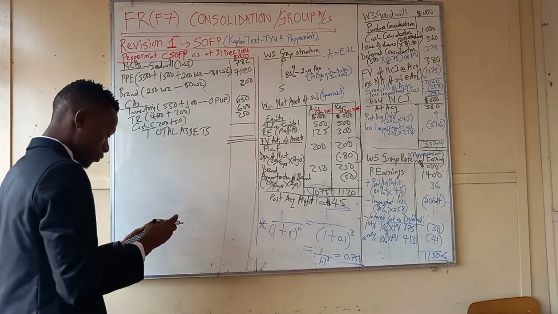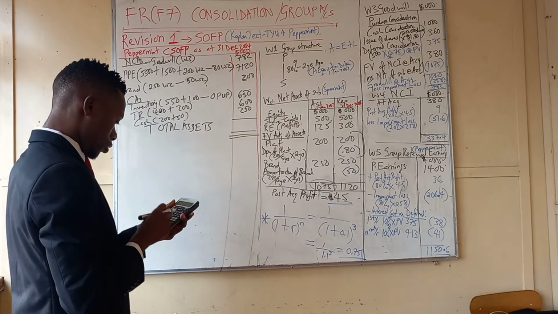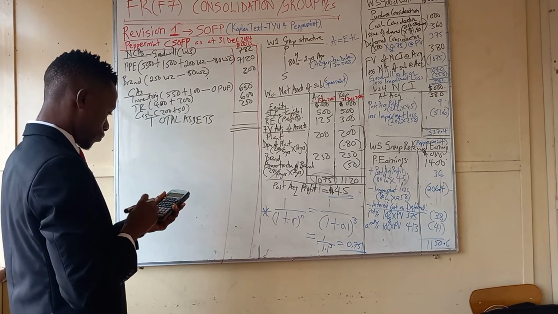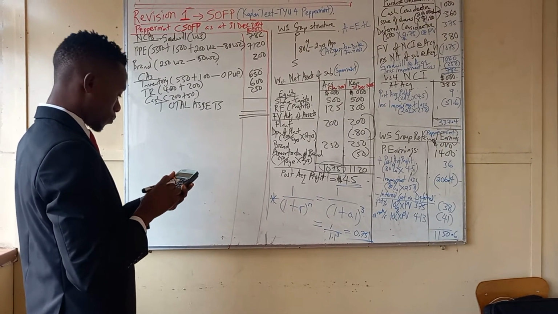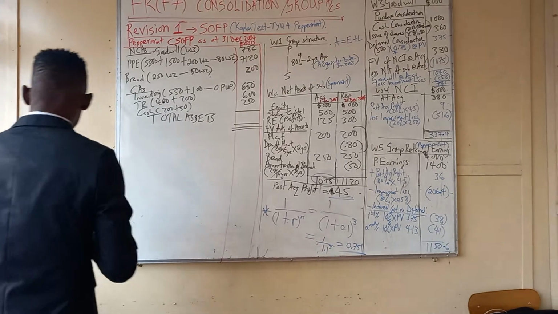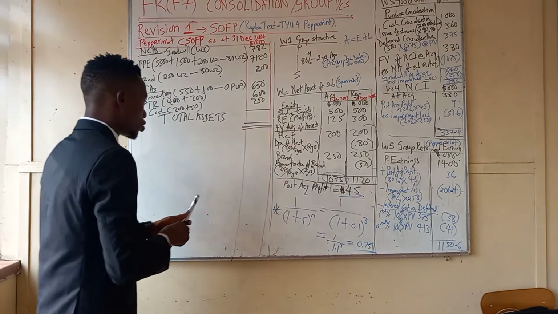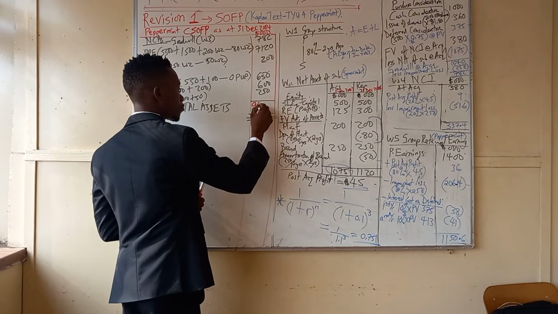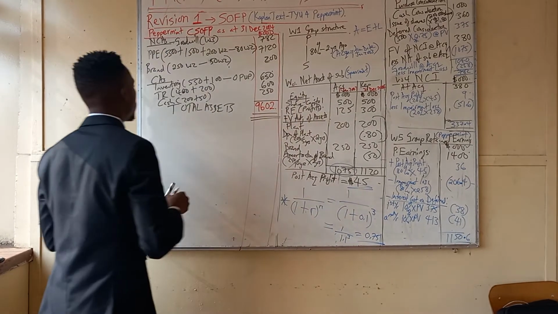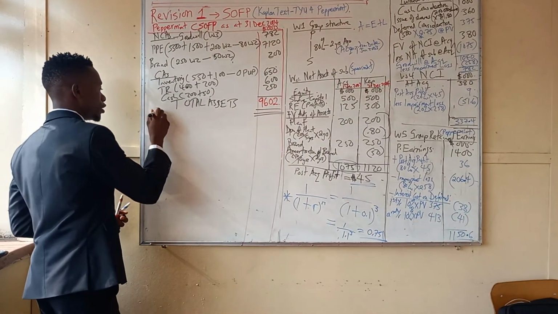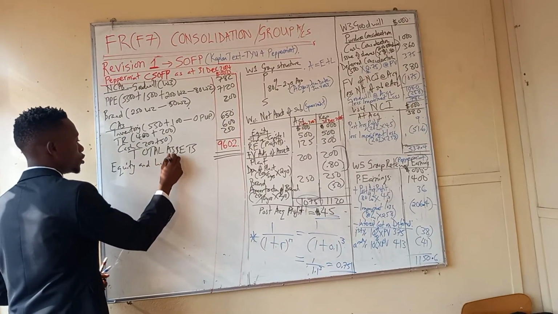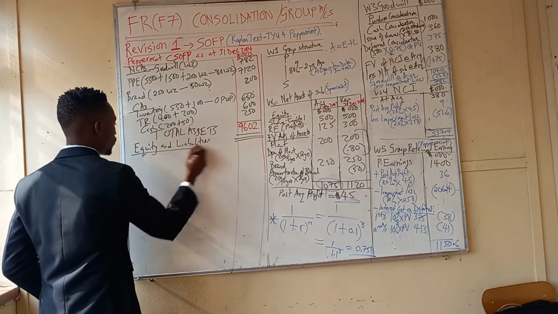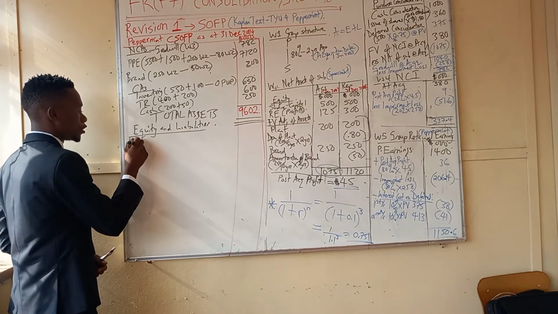What am I getting? If I sum up, I'm getting 9602. Right. Then another heading, equity and liabilities, which is the right hand side. Then I'll start with the equity.